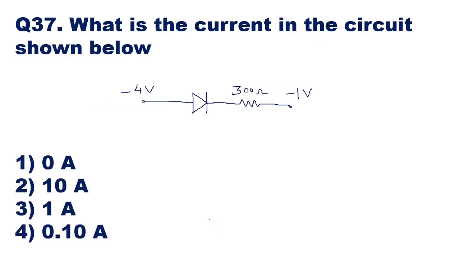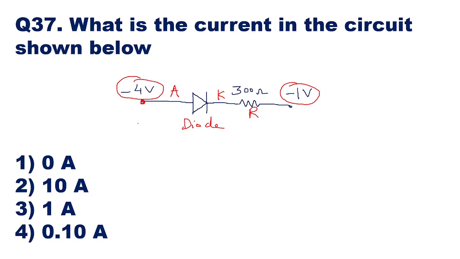What is the current in the circuit shown? Now if you see this circuit, there is a diode here. This is the anode of the diode. This is the cathode of the diode. There is a resistance R of 300 ohms. So the voltage applied at the anode is minus 4 volt and the voltage applied at the cathode is minus 1 volt. So these are the voltages applied.